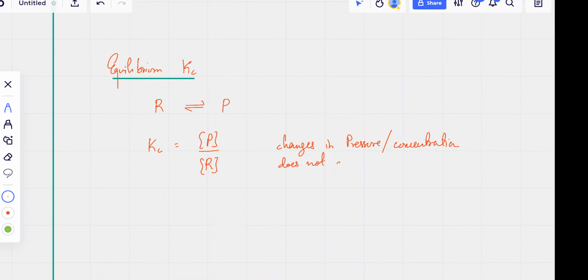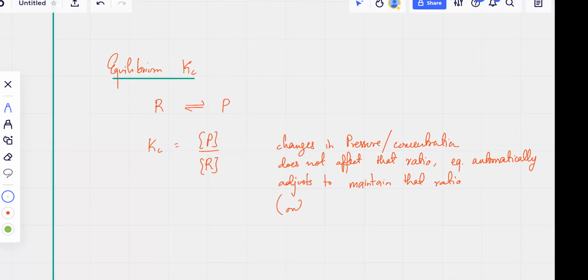It does not affect that particular ratio, and the equilibrium automatically adjusts. It moves forward and backward accordingly. I mean, it doesn't know it's doing that, obviously, but that ratio is maintained. It automatically adjusts to maintain that ratio. So that ratio is always maintained, it only changes with temperature. You change temperature, the ratio is going to be completely different now.